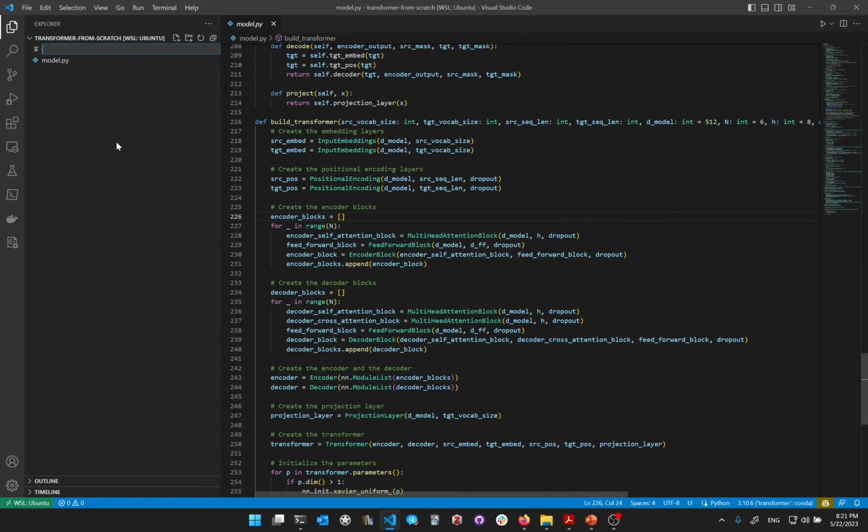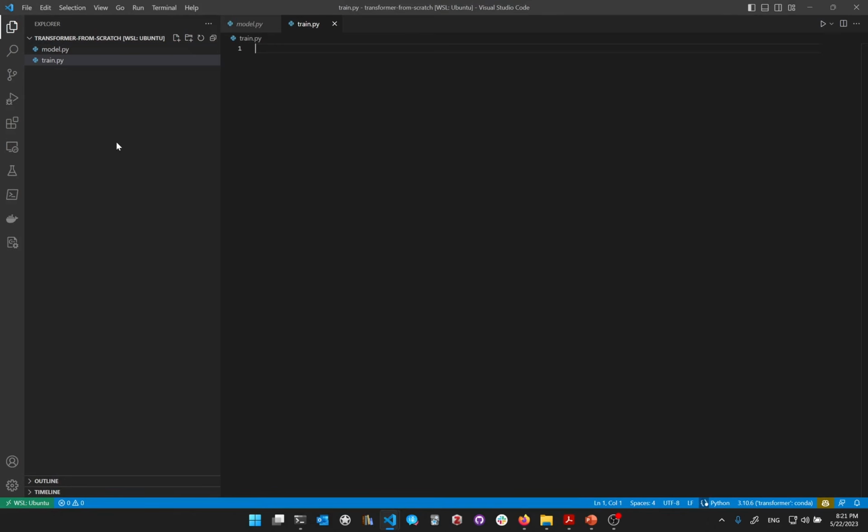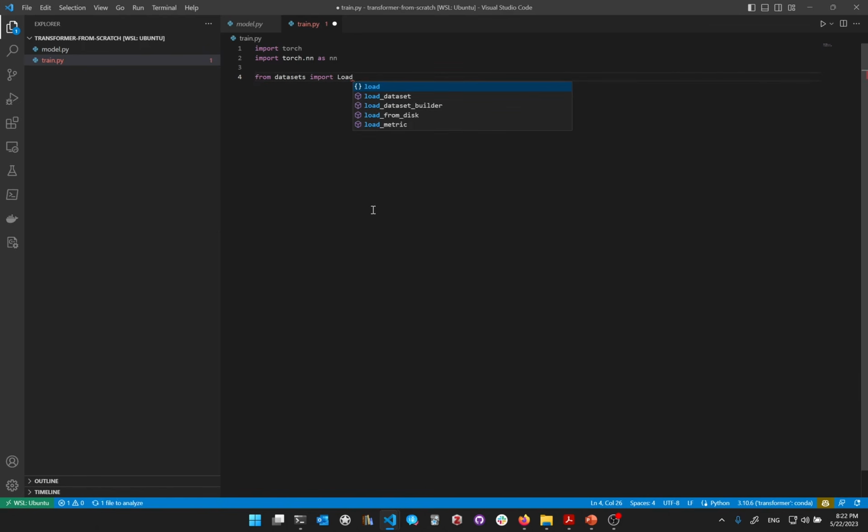Okay, let's create a new file. Let's call it train.py. Let's import our usual library, so torch. We will also import torch.nn. And because we are using a library from Hugging Face, we also need to import these two libraries. We will be using the datasets library, which you can install using pip. So datasets. Actually, we will be using load dataset, and we will also be using the tokenizers library also from Hugging Face, which you can install with pip.